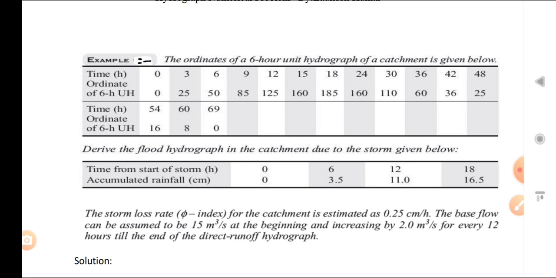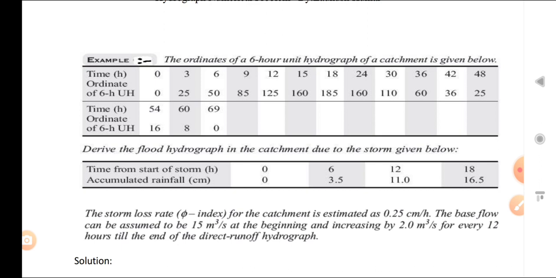So for 0 it is 0, for 3 it is 25, for 6 it is 50, for 9 it is 85, for 12 hours it is 125, for 15 it is 160, for 18 it is 185, for 24 it is 160, for 30 it is 110, for 36 it is 60, for 42 it is 36, for 48 it is 25, for 54 it is 16, for 60 it is 8, and for 69 it is 0.